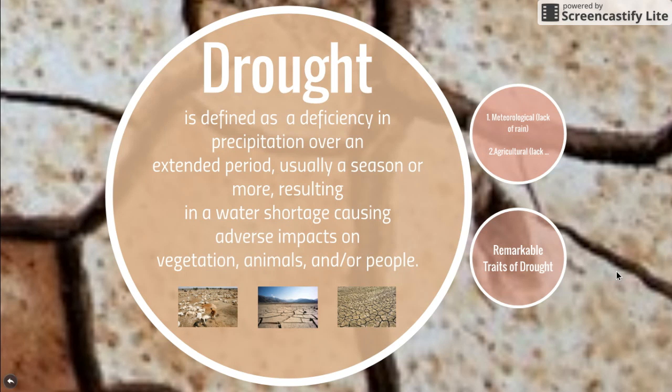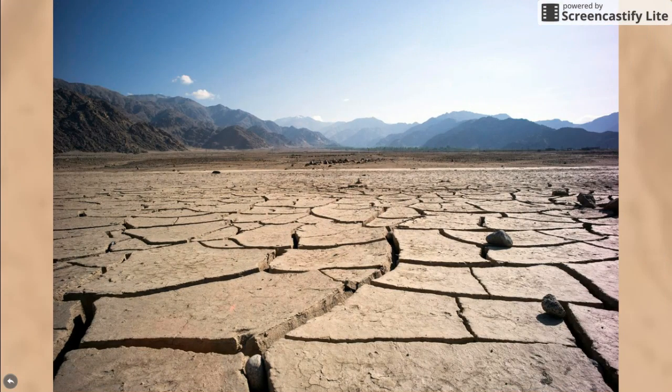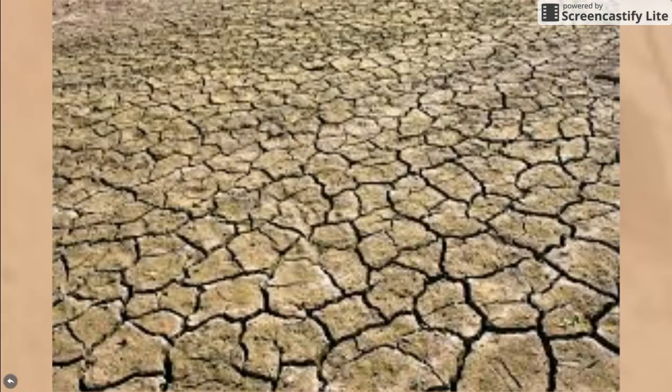Below you will see several examples of how drought can look. Throughout this presentation, we will explore the geographical areas impacted by drought, the environmental and human impacts, efforts in monitoring, measuring droughts, and finally some examples of past disastrous droughts. Here's an example of the effects droughts can have on animals, the land, cracked and dry land.